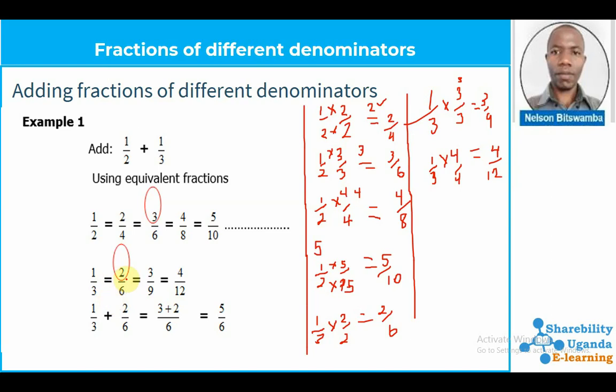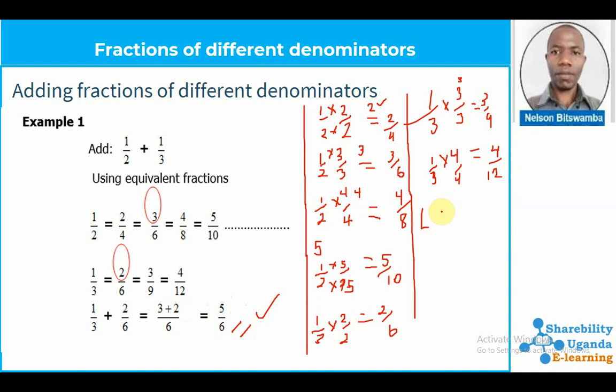Okay, our common denominator is 6. We bring it here. Then we add the numerators, which is 3 plus 2. So here we shall be able to come up with 5 out of 6. Is that right? 5 out of 6. So this is going to correspond to our answer. Okay, so we can also use another method.